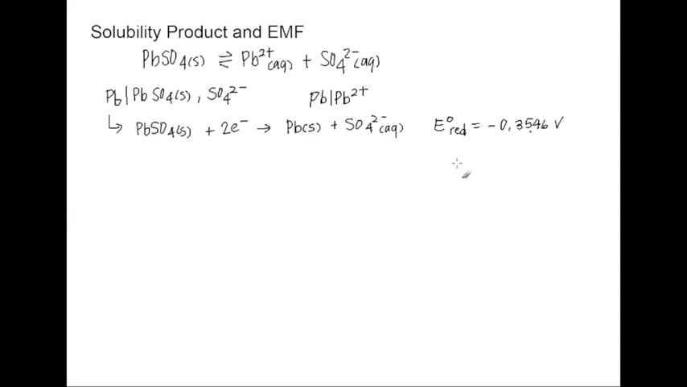For the other half cell, we have the half reaction lead 2 plus plus 2 electrons forming solid lead. And this one has a standard reduction potential of negative 0.1265 volt.